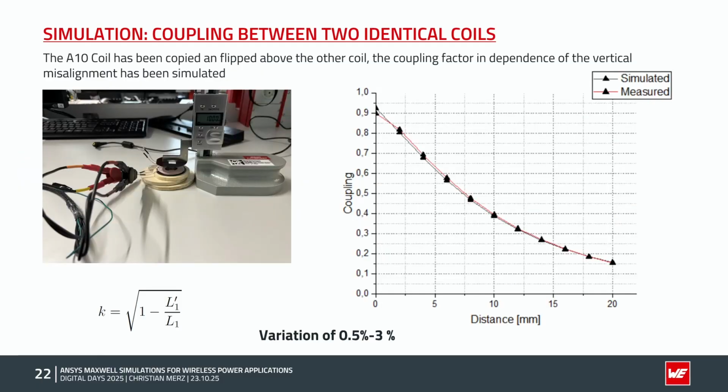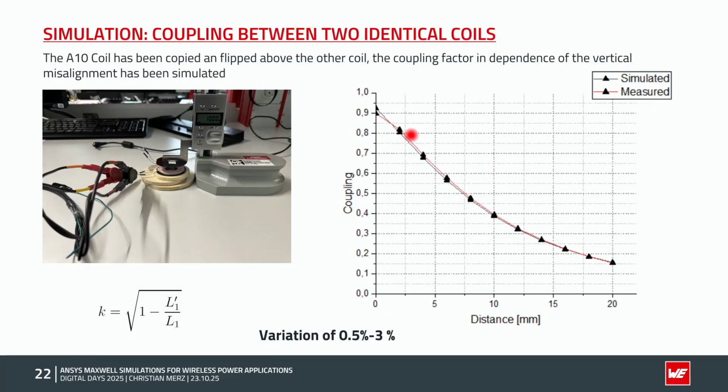As you can see here, in this graph you see the coupling on the y-axis and the distance on the x-axis, and you can see that the measurement and the simulation fit very well. I have a variation of about 0.5% to about 3%.